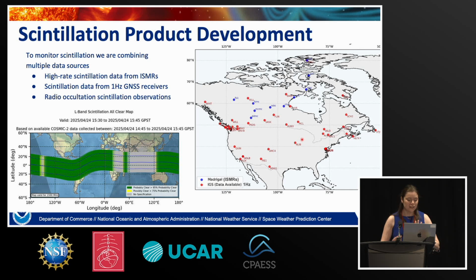And I guess just as a last little addition during my short presentation here, I just wanted to say that at SWPC, we are working on developing a scintillation monitoring product. In order to do that, we're trying to combine multiple data sources so that we can have a global picture of the scintillation that's currently occurring. Of course, probably the highest quality data source for that is high-rate scintillation data from atmospheric monitoring receivers, but the number of those receivers available can be very limited. So we're trying to also look at scintillation data from 1 hertz GNSS receivers, and then also use the data from COSMIC-2, this is the bubble map, and from other radio occultation missions such as PlanetiQ.